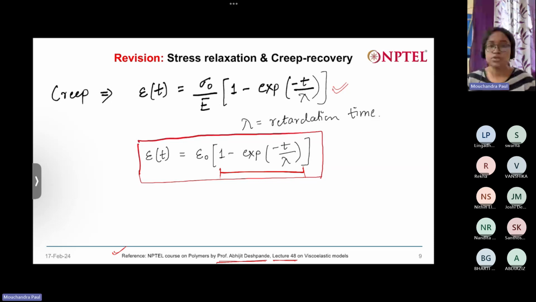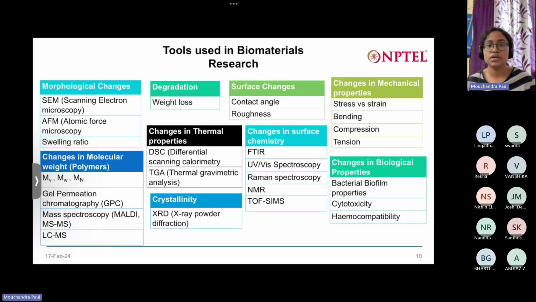So I hope the equations on stress relaxation and creep recovery are pretty much clear now, and you won't get confused next time when you apply them for solving more problems. Coming on to revising some of the concepts that were discussed in week 4. We saw that there are some analytical tools that we use for characterizing biomaterials, to know which biomaterial is performing better for a particular application.